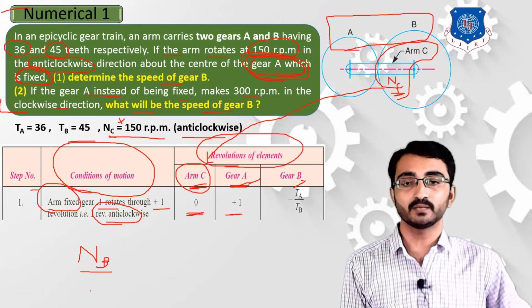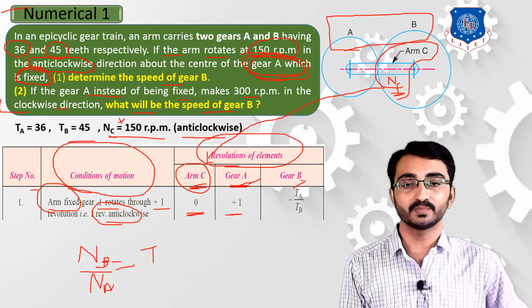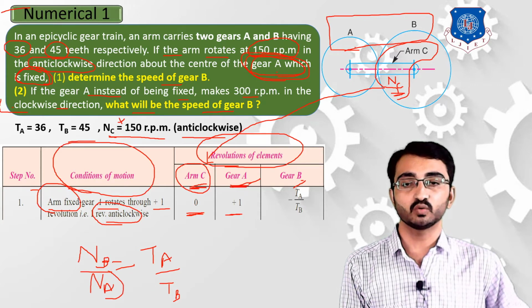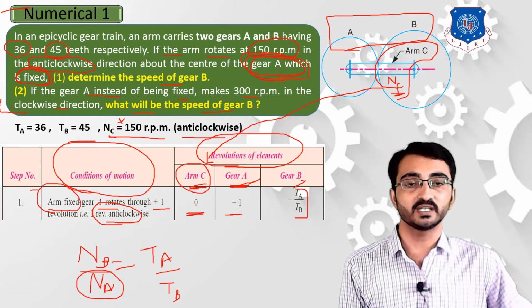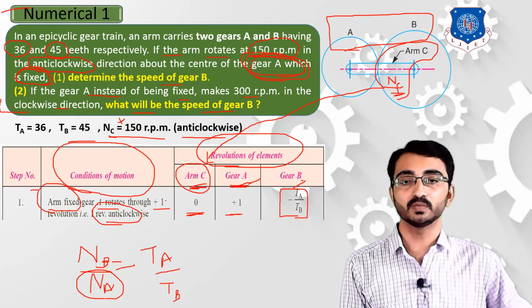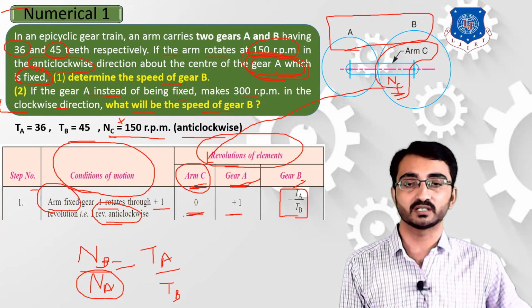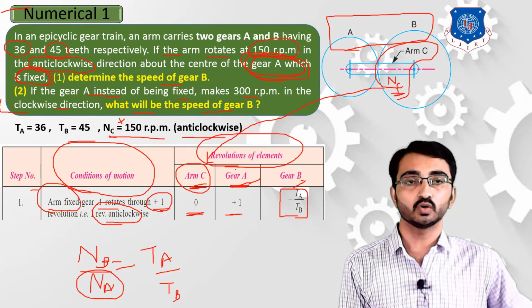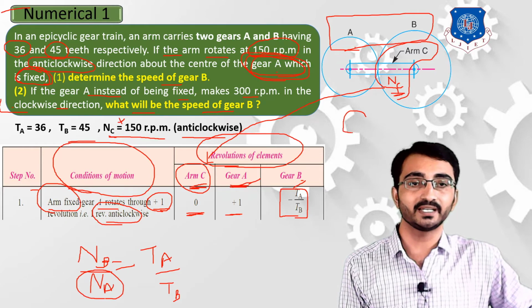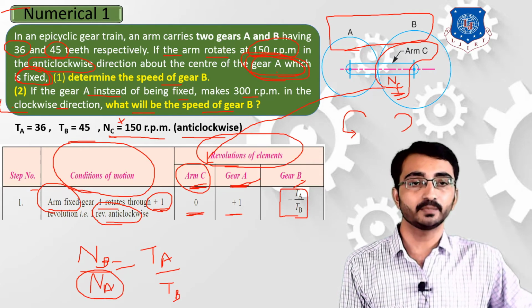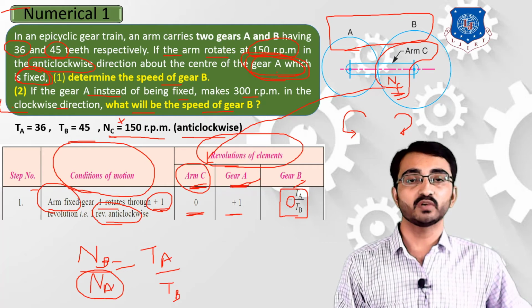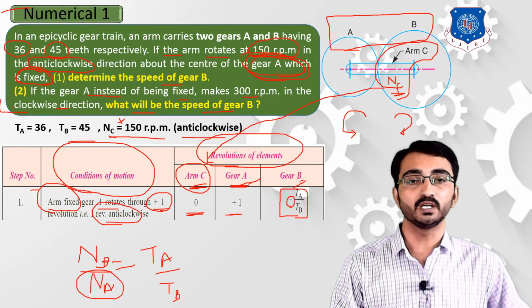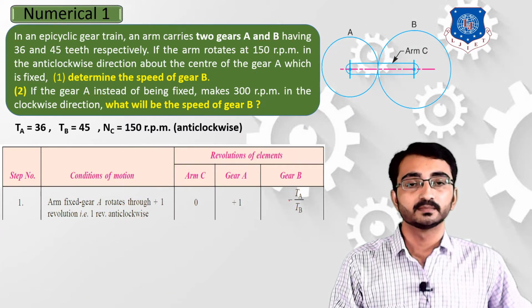So we can simply write NB by NA equal to TA upon TB. Now the RPM of gear A is 1, so you can put 1, and the equation will be TA upon TB. This equation defines the speed of gear B. We have assumed that gear A is rotating in anti-clockwise direction, so we have considered a plus sign. If gear A is rotating anti-clockwise, then gear B will be rotating in clockwise direction, so we have to consider a minus sign for the clockwise rotation. So the speed of gear B will be minus TA upon TB. Clear?